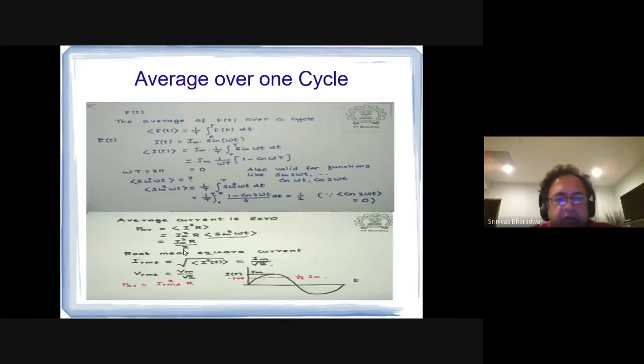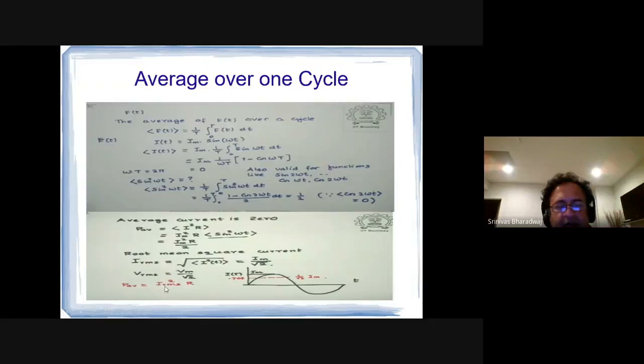Okay, so now the IRMS, root mean square, is Im by root 2, and the VRMS is Vm by root 2. When you multiply VRMS times IRMS, you end up with Vm Im by 2, right? Vm Im by 2 is the average power. So IRMS times VRMS will give you the average power.